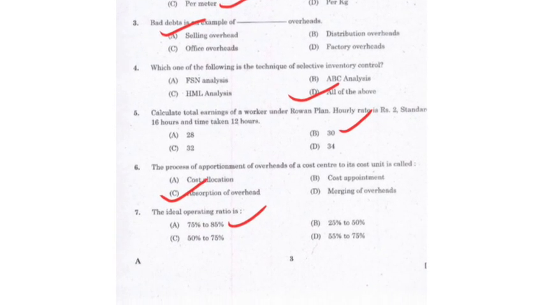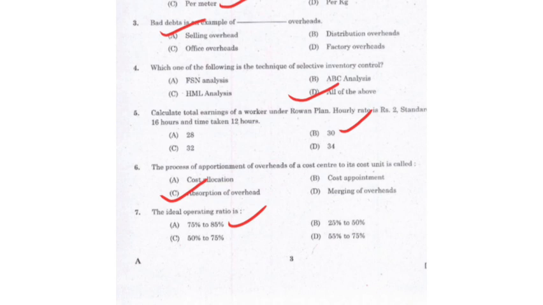Which one of the following is the technique of selective inventory control? FSN analysis, ABC analysis, HML analysis, and all of the above. All of the above. All three analyses are techniques of selective inventory control. FSN means fast moving, slow moving, and non-moving. ABC means A for high value of material, and we need to apply high control. B means moderate value of material, we need moderate control only. C means low value material, and we need only lower control. And HML means high cost, medium cost, and low cost material. But in this case, the grouping is based on their per unit price value.